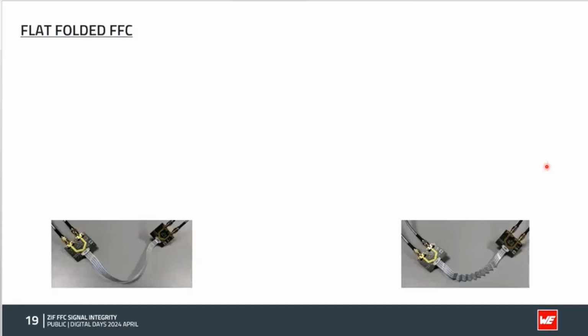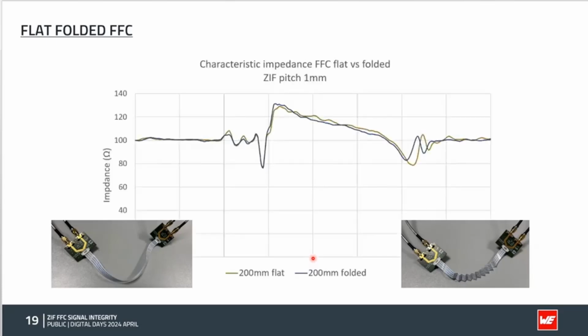Now, an interesting question that I have been asked repeatedly, but I had a lot of time in the past. So what is the influence between a flat FFC and a folded FFC? We have in our range 200 millimeter flat and 200 millimeter folded. Is it better? I let you have your own opinion. Oh my God, not so much.